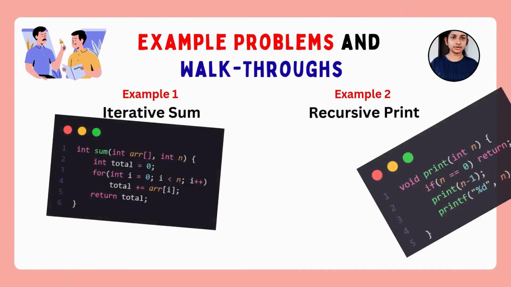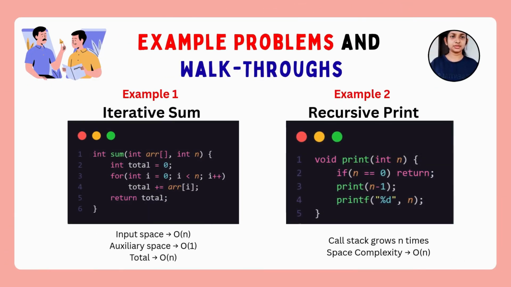Now let's understand space complexity using two clear examples. I will analyze each example step by step. First example is an iterative function. Now let's look at the example. Now look at input space. The input array stores n elements.